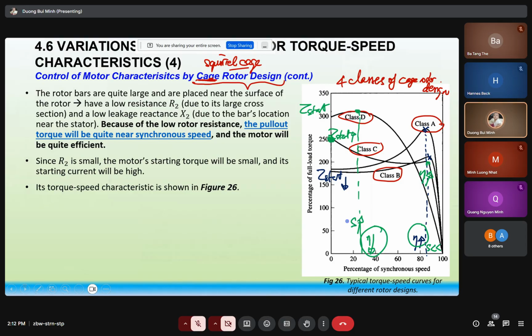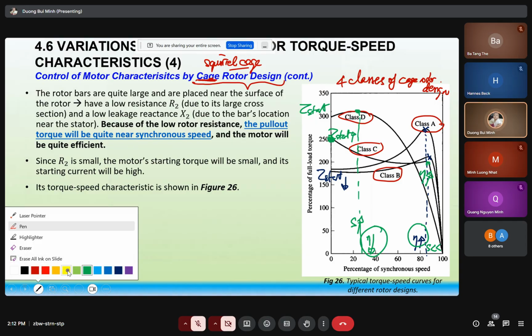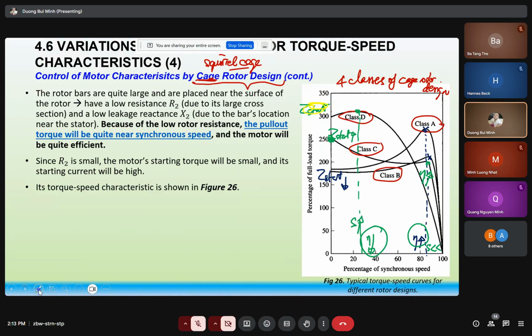So it depends on the application. We can use class A or B, or class D. Sometimes we need very high starting torque. Sometimes we don't need more starting torque, we need higher efficiency, so we can choose class A or class B. So for the trade-off between the starting torque and efficiency, we choose the class.